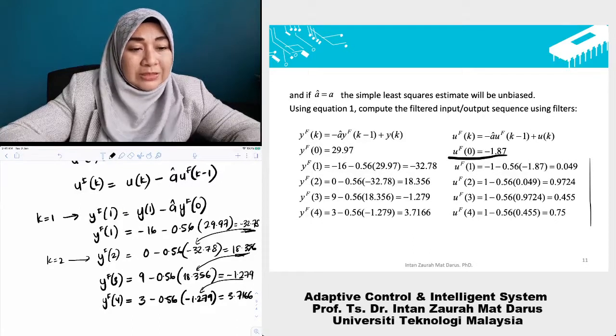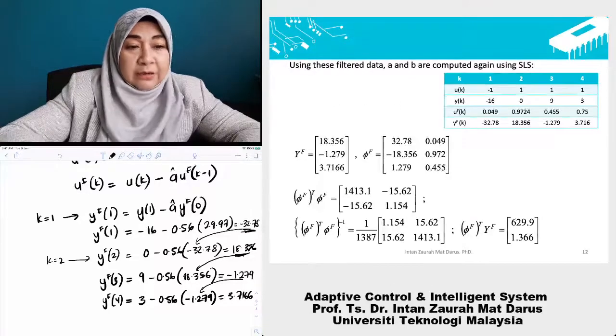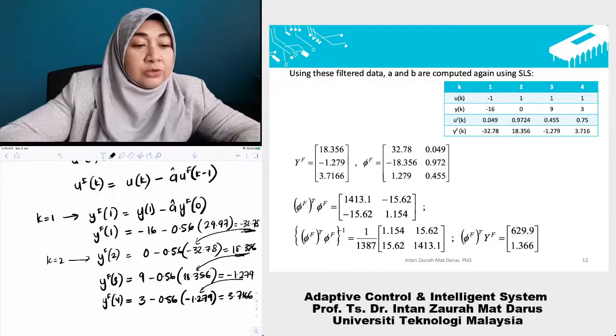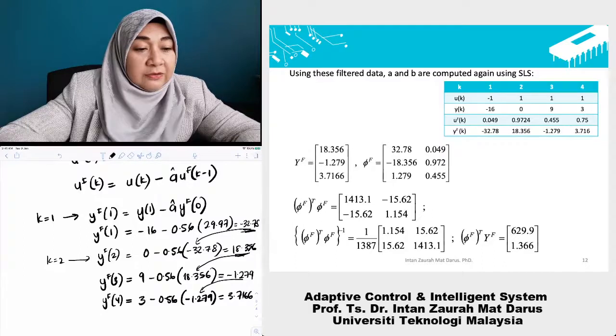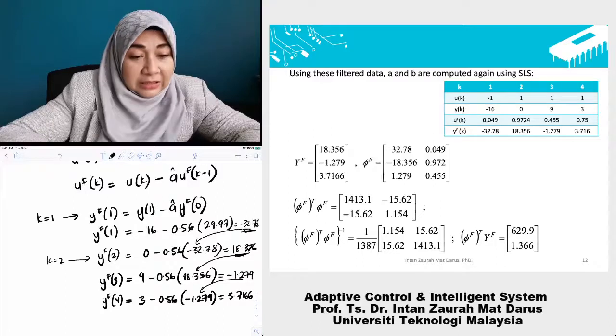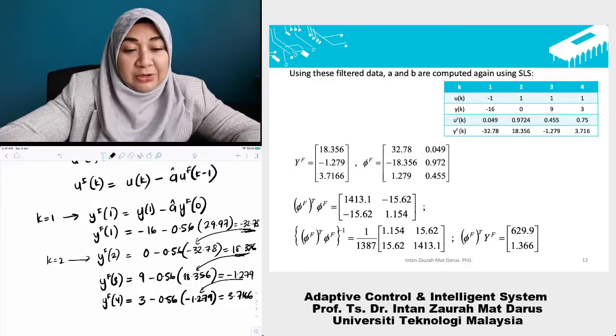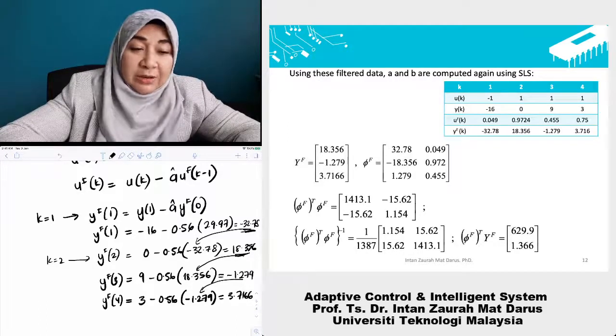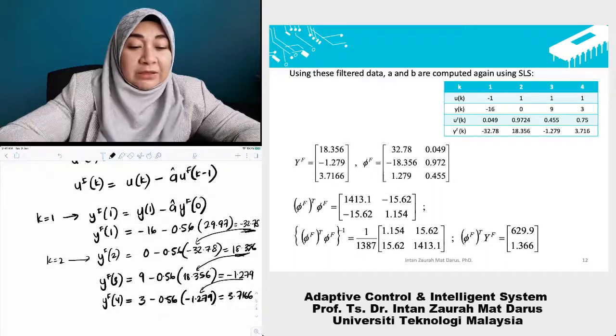So what's next? Put that filtered input and output that you have calculated into this table. You can see that the table now has all the filtered values, doesn't it? Having all the filtered values tabulated here, you can use this data again for your least square estimation. But now this is the second iteration of least square estimation. So I'm not going to call that y, I'm going to call that yf, simply because the data that I use is the filtered data.